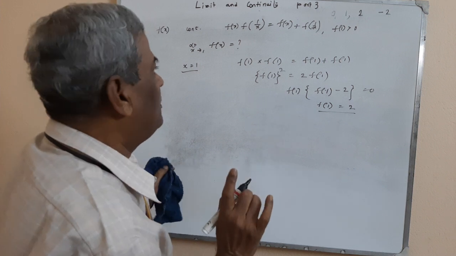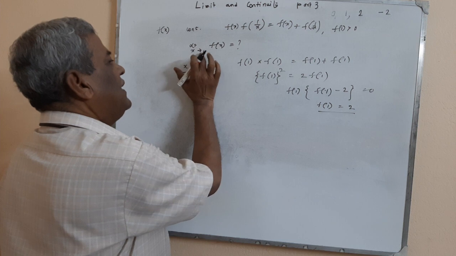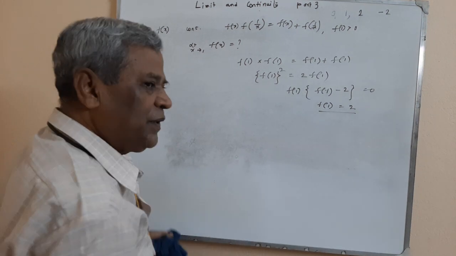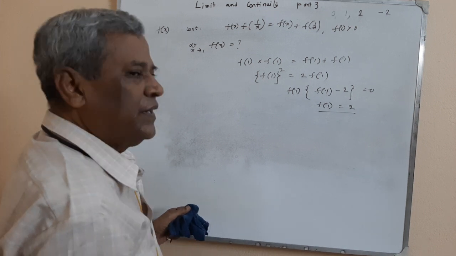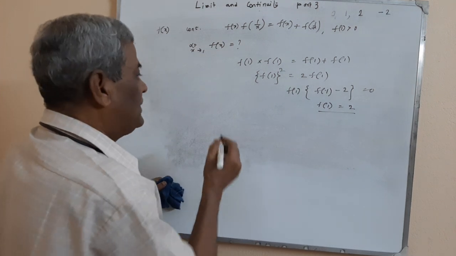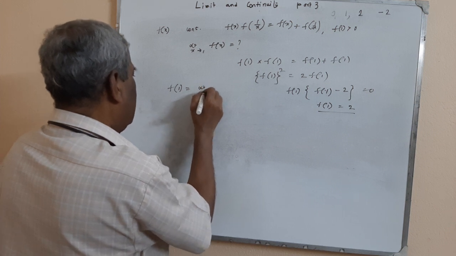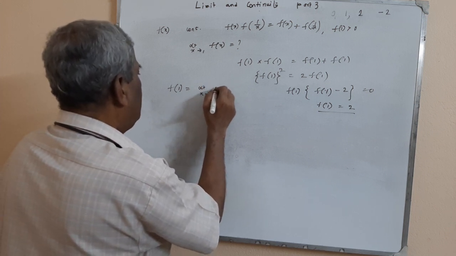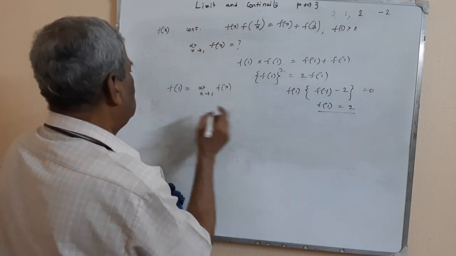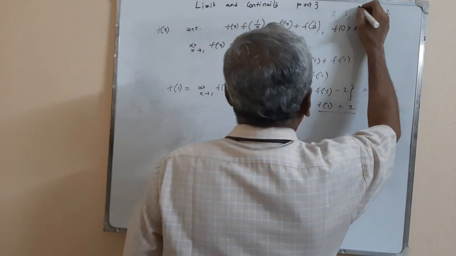Value of f(1) is 2, I obtained, but we have to find the limiting value of x tending to 1 f(x). Because the function is continuous everywhere, at x is equal to 1 it is also continuous. So f(1) is equal to limit x tending to 1 f(x), but f(1) is equal to 2, so limit x tending to 1 f(x) is 2. So this option is correct.